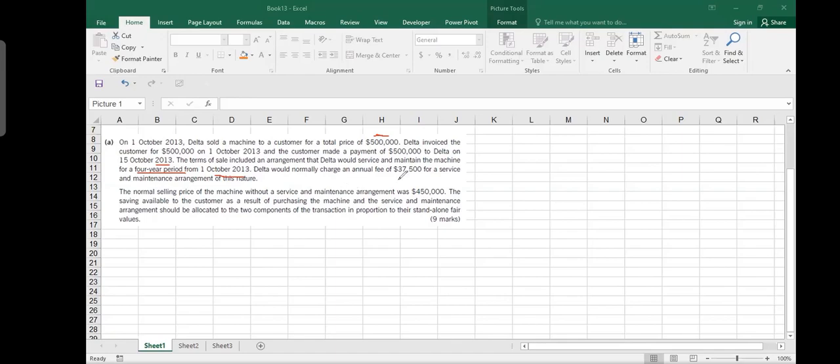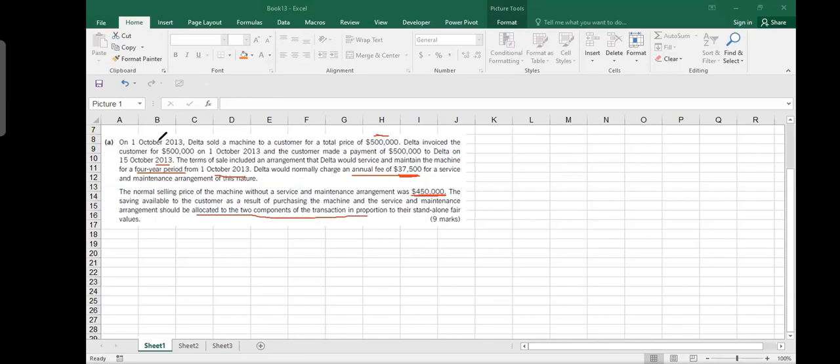Delta would normally charge an annual fee of 37,500 for a service and maintenance agreement of this nature. The normal selling price of the machine without a service and maintenance arrangement was 450,000. So the standalone price for the machine is 450,000 and for the service is 37,500 per year. The saving available to the customer as a result of purchasing the machine and the service and maintenance arrangement should be allocated to the two components of the transaction in proportion to their standalone fair values.